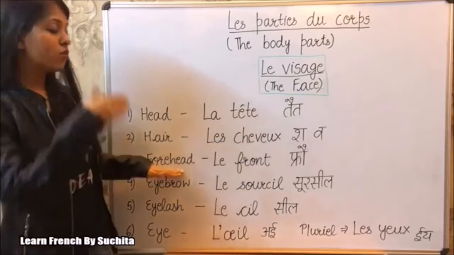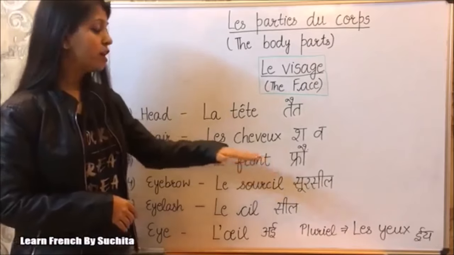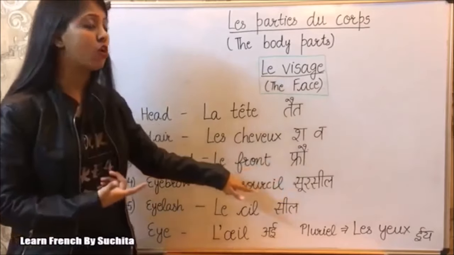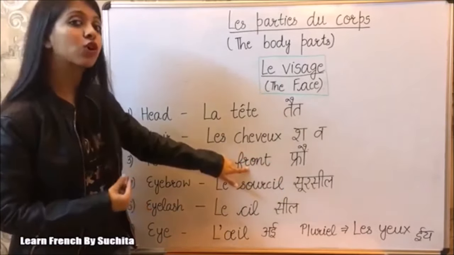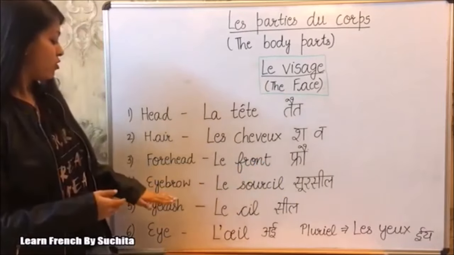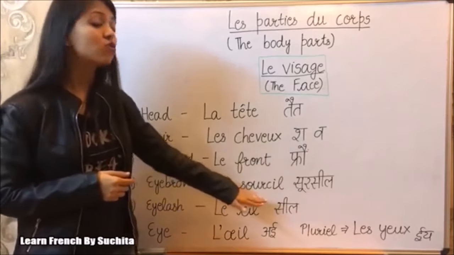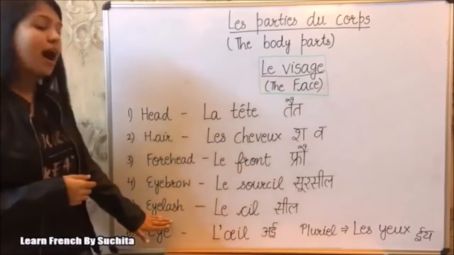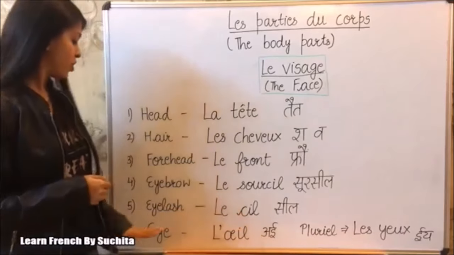Now, the third. Forehead. That is le front. Here I have written the pronunciation as front, because in Hindi I cannot write it properly. In actual practice, in French, we pronounce this R as K. Now, eyebrow, that is le sourcil. Le sourcil. Eyelash, that is le cil.